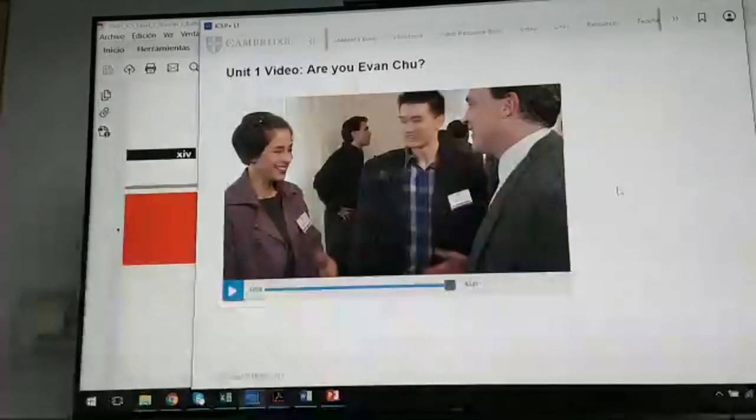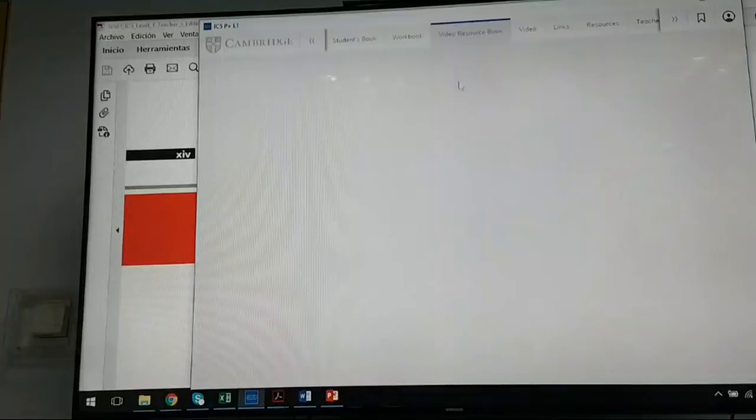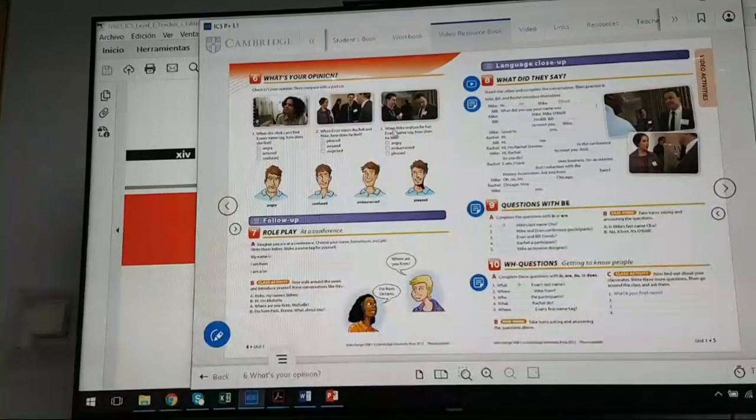Parts of introducing one another, to use discourse markers, to use conversation strategies. Now, video resources will help you come up with activities that are relevant and pertinent to what is being seen throughout the course. So the video resource book comes with different elements that are related to what they have just seen.